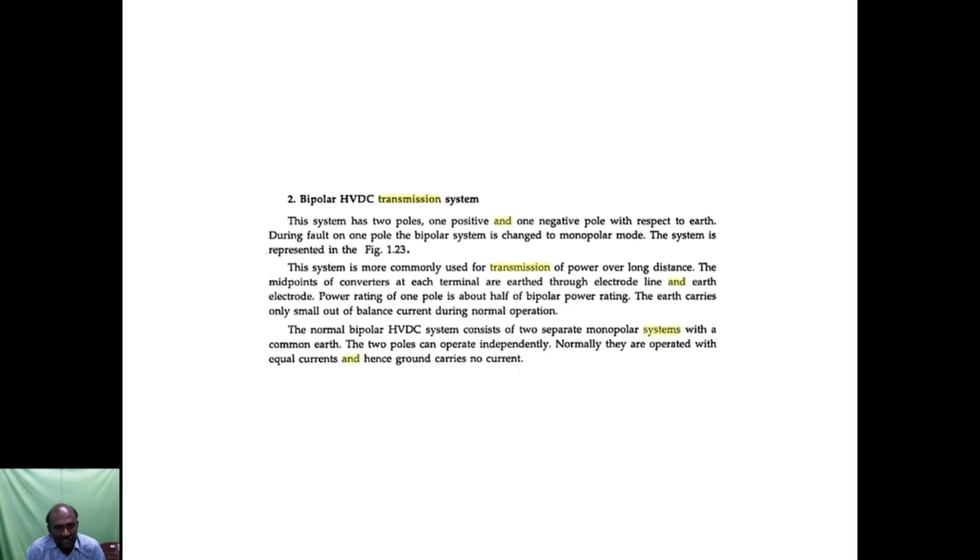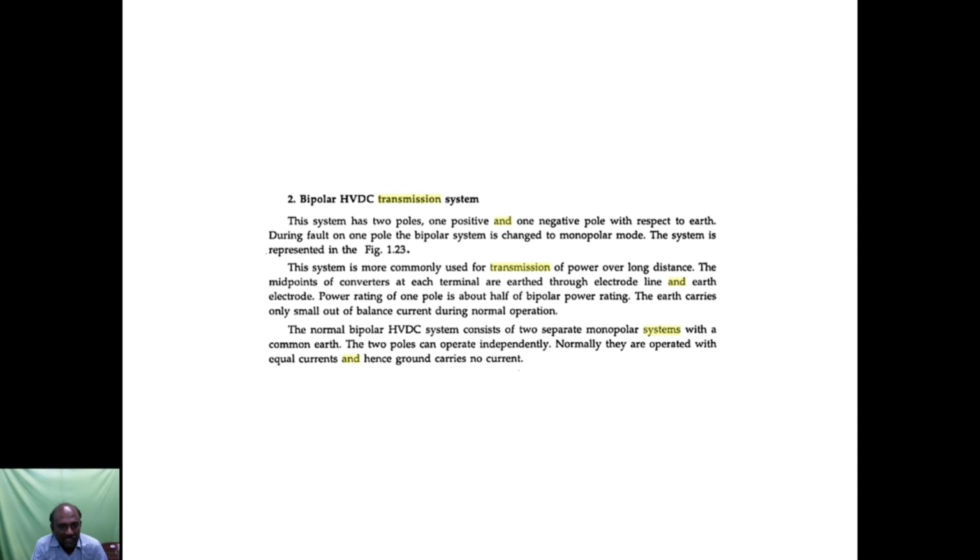Bipolar HVDC transmission. Bipolar means two, so here we have two poles. One is positive and the other is negative with respect to earth. The power is transmitted between the two poles, of positive and negative polarity, through the converters and inverters. It is used for very long distances. For very long distance cases, we can use this bipolar system.